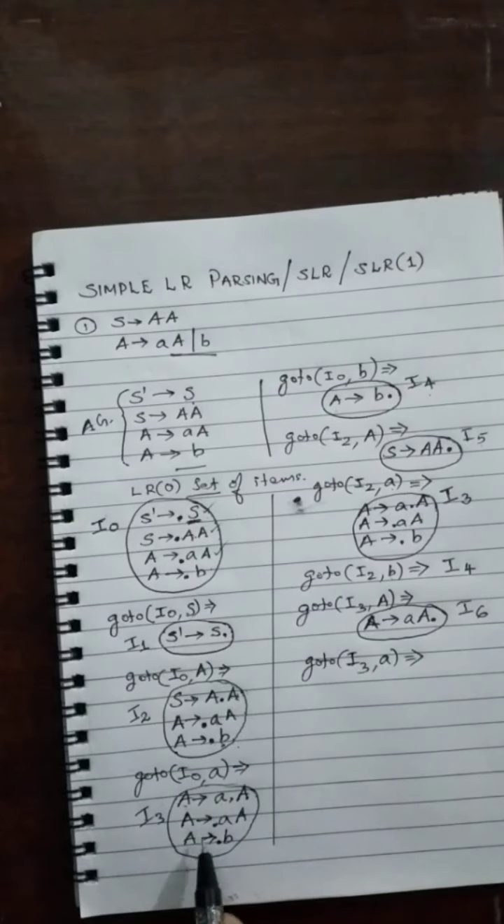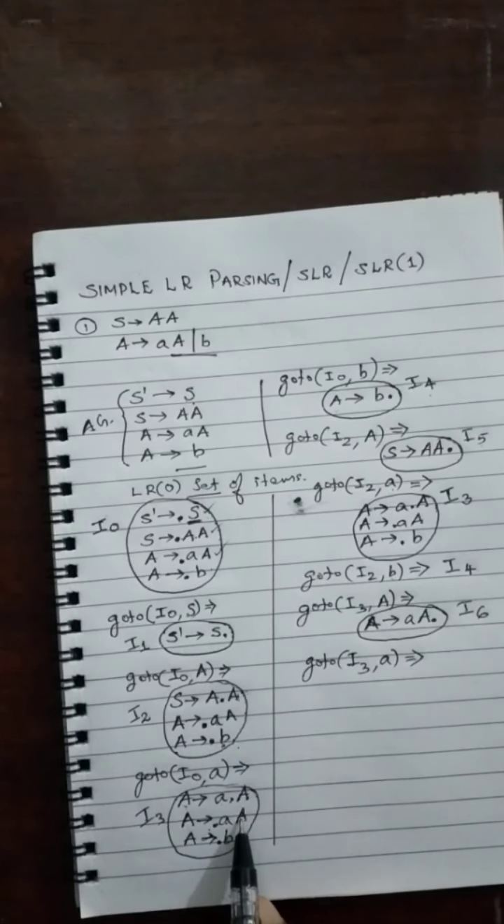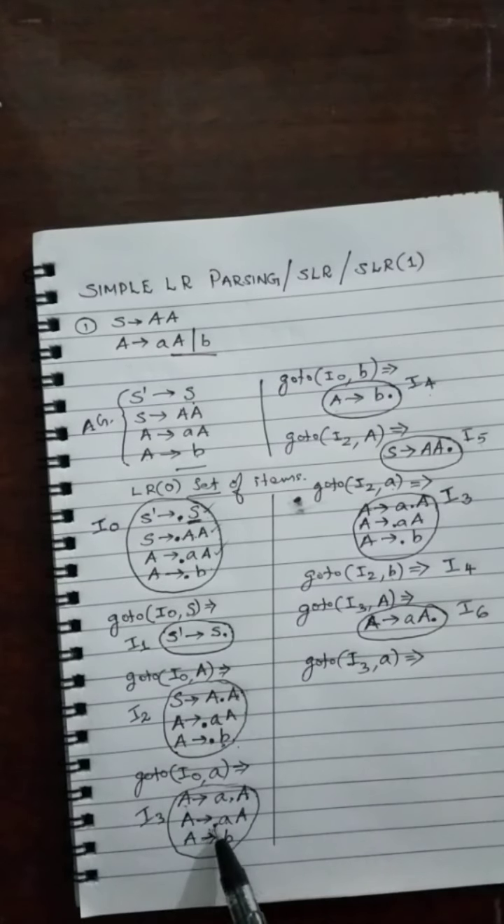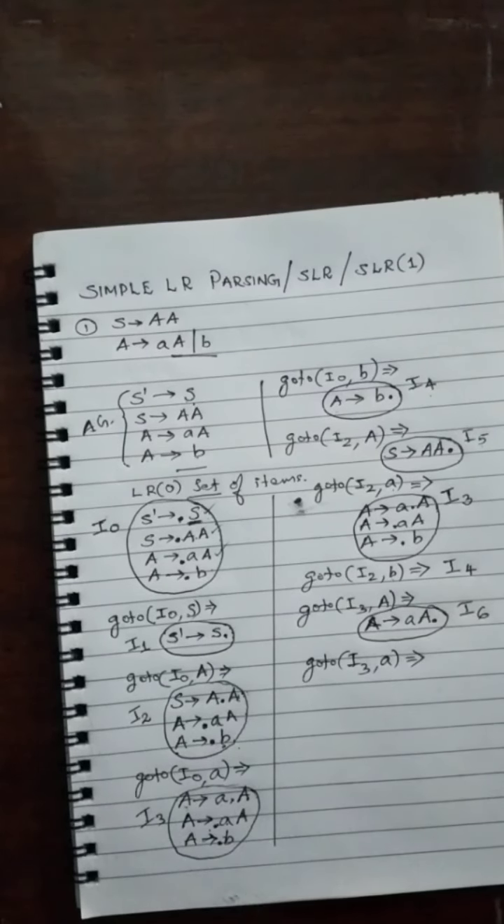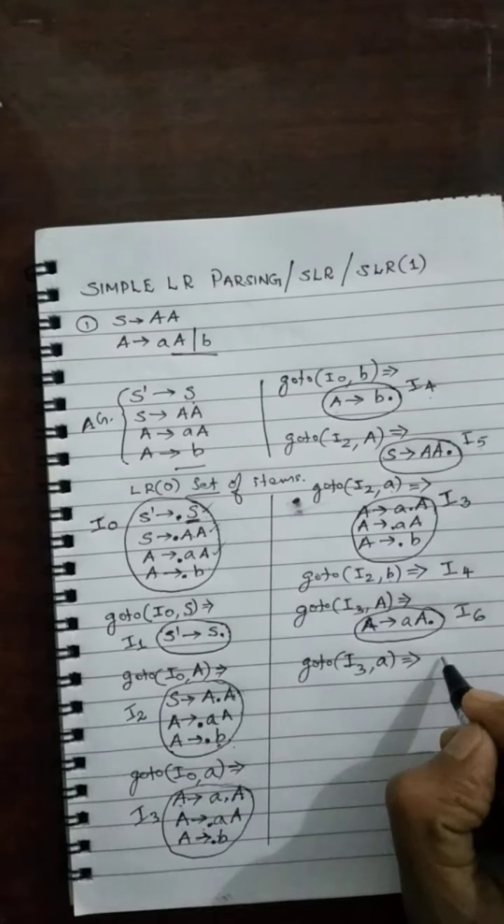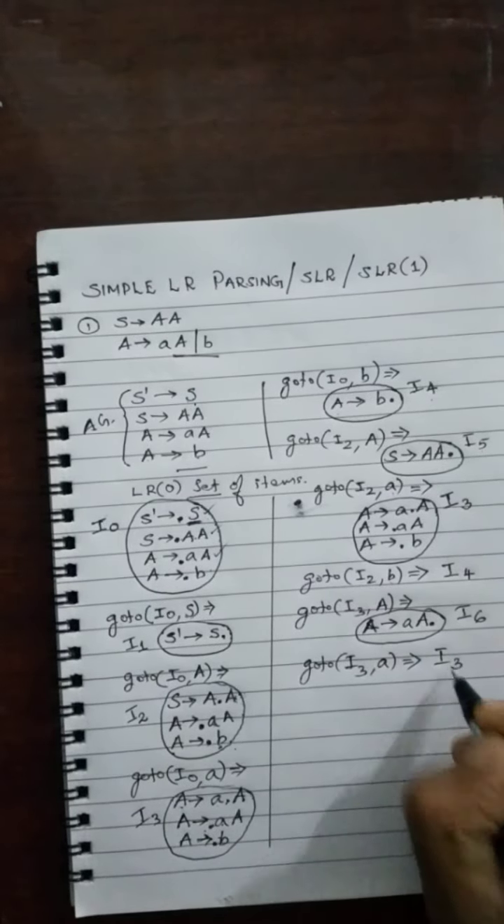Now go to I3 with small a. So what we get is A producing small a dot capital A, right? And then A's production has to be added. So finally you will be getting the same I3. A producing A dot A, A's production has been added, and these are also made as a set of items. So this is again I3, so it's a self loop.